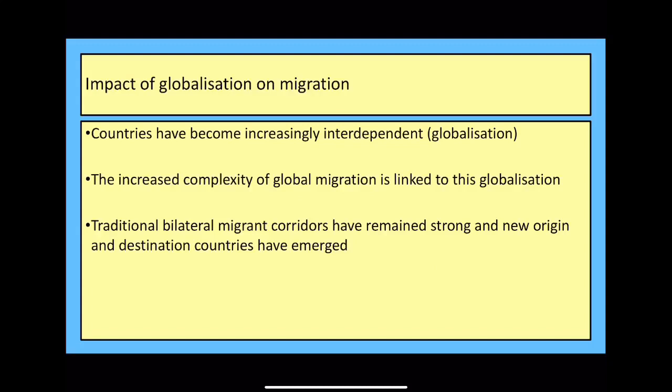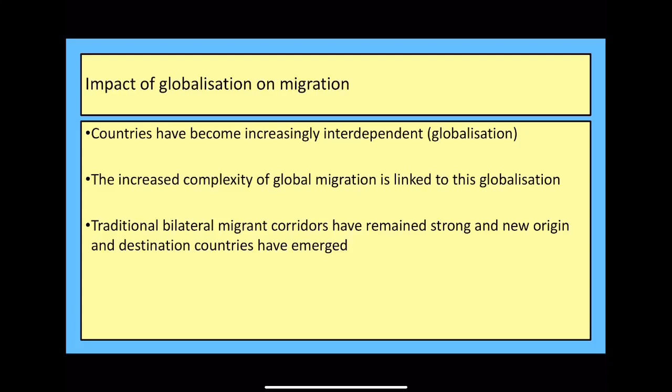So just looking at globalization and migration. So globalization, this first bullet point: countries have become increasingly interdependent. So that's basically what globalization is. So this increased complexity that we're talking about is due to migration.